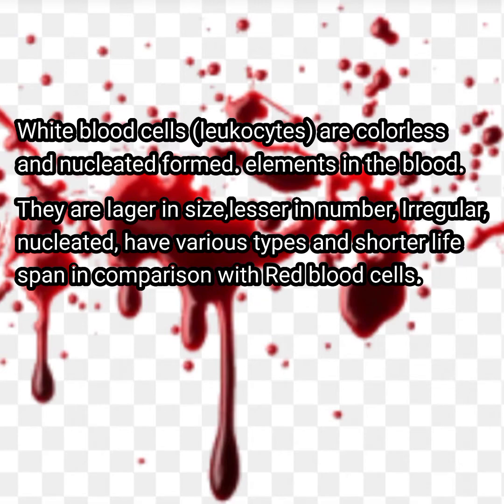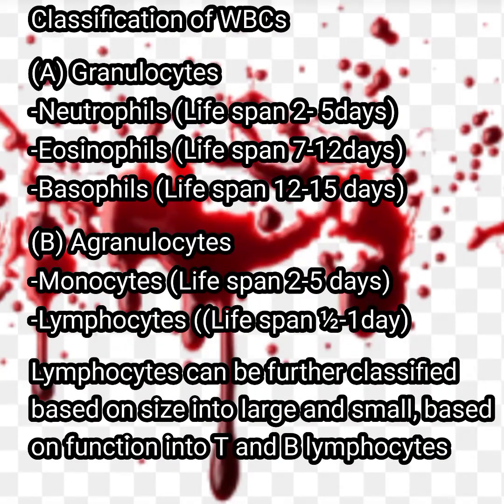White blood cells can be classified based on presence of granules or not into granulocytes and agranulocytes. Examples of granulocytes are neutrophils, eosinophils, and basophils, while examples of agranulocytes are monocytes and lymphocytes. Lymphocytes, which are types of agranulocytes, can be further classified based on size and function into large and small, and T lymphocytes or B lymphocytes.